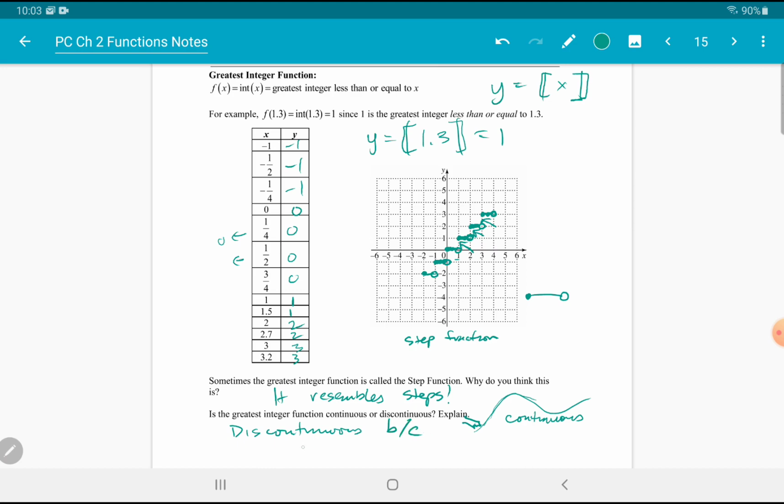Because the graph breaks, or the function, I shouldn't say graph, the function breaks at each integer. Okay, all right, we'll stop it there.